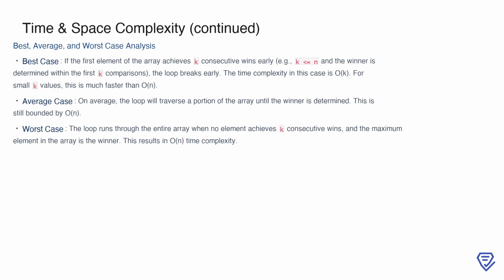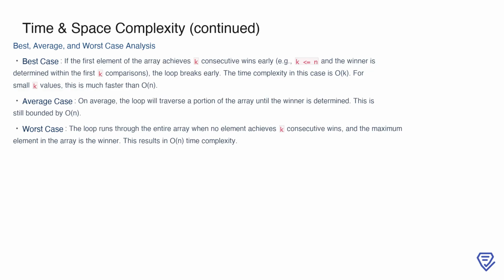The time complexity can also be analyzed through best, average, and worst-case scenarios. In the best case, the first element of the array achieves k consecutive wins very early, such as within the first k comparisons. Here, the loop terminates early, and the time complexity becomes O(k). When k is much smaller than n, this is significantly faster than the O(n) worst-case scenario.